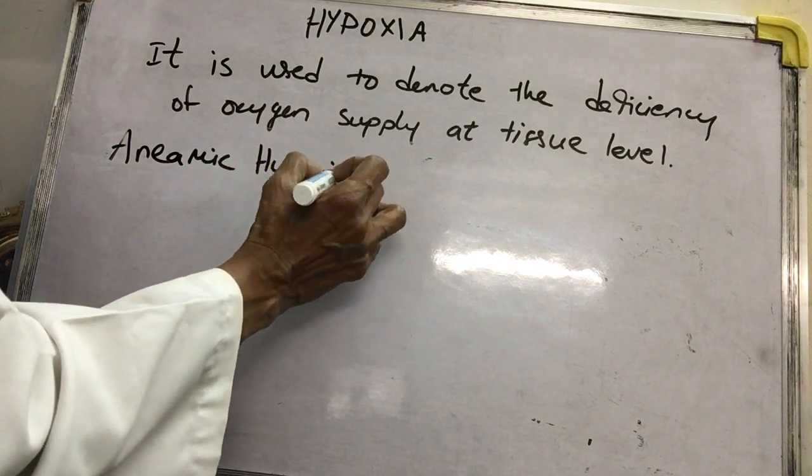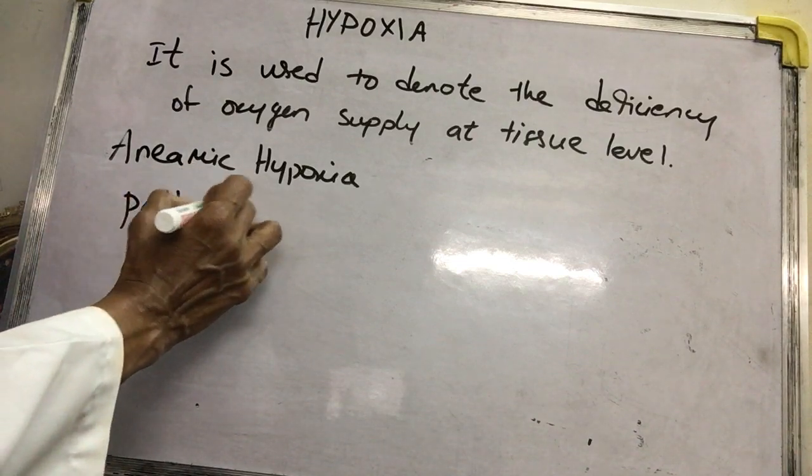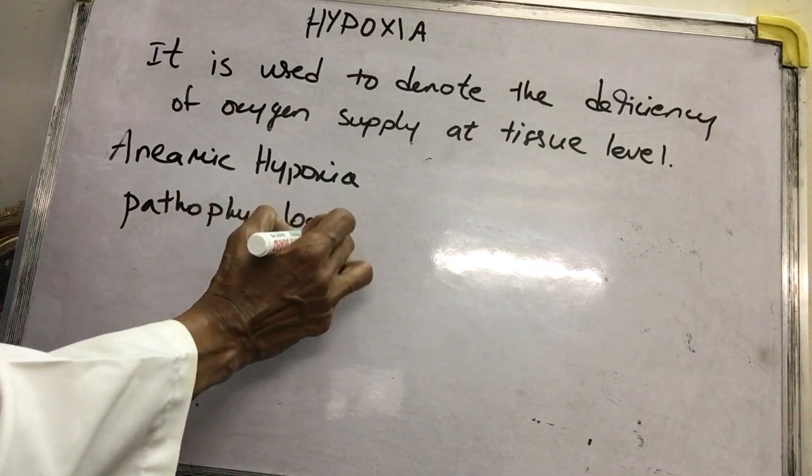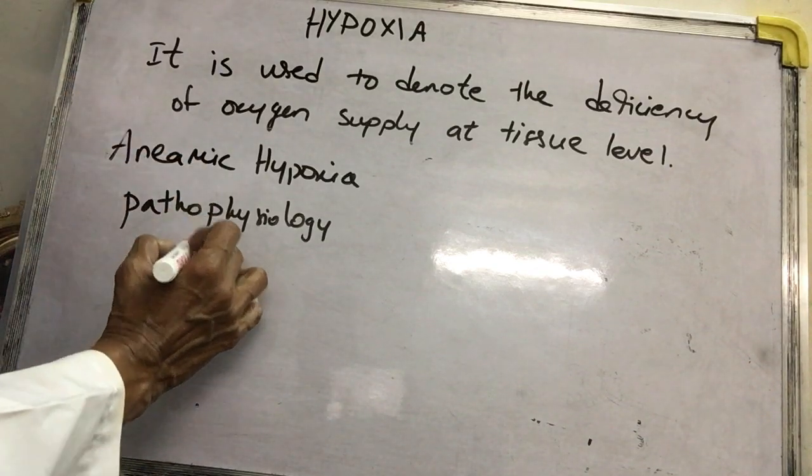Anemic hypoxia, we talked about the causes and features, isn't it? Now the pathophysiology of anemic hypoxia. In mild to moderate anemia, usually it does not produce any hypoxia at rest. In severe anemia, there can be hypoxia at rest also. But in mild to moderate anemia, it does not produce any hypoxia at rest. That is due to compensatory increase.